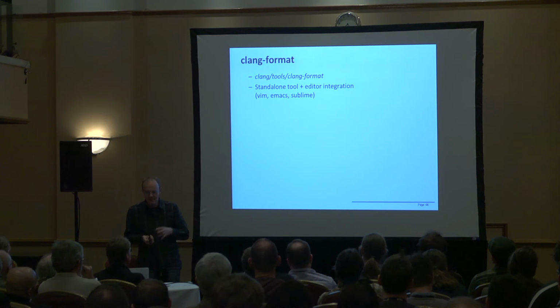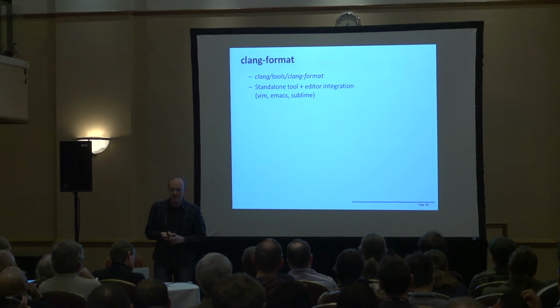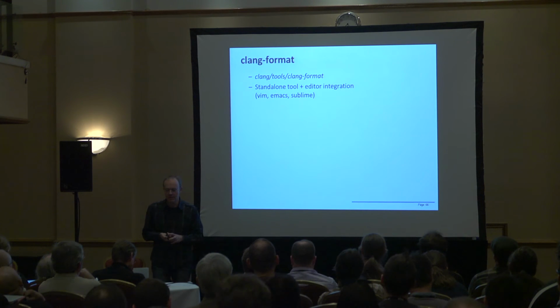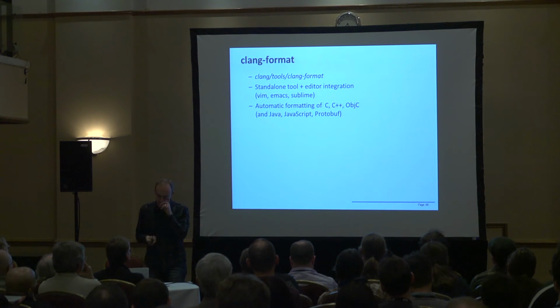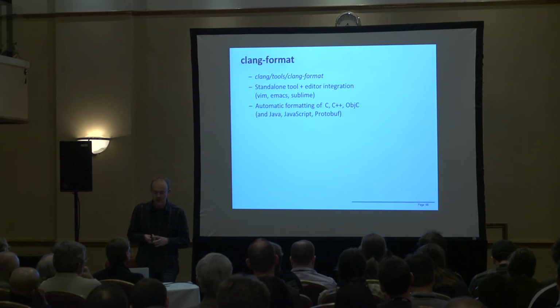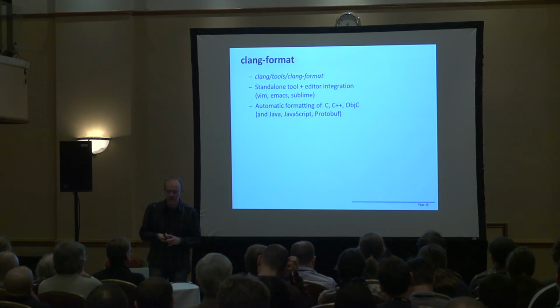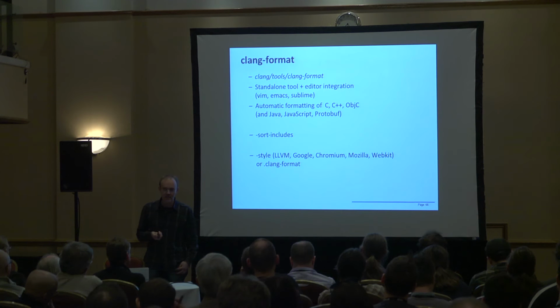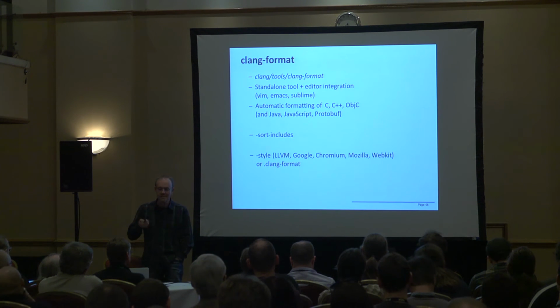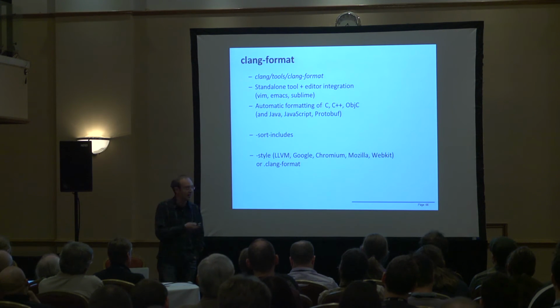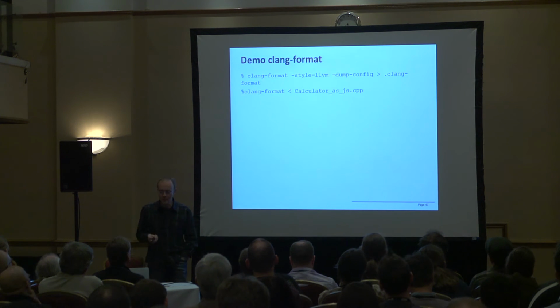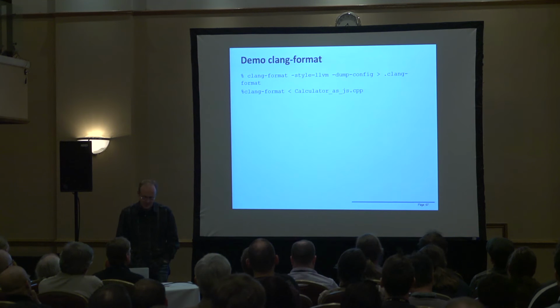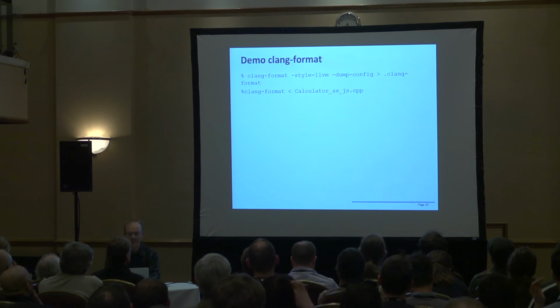Clang format is a very useful tool. It's a standalone command line tool. You can hook it up into your editor, and it has auto formatting for different kinds of languages. It was recently extended also to cover Java and JavaScript and Google protocol buffers. It can, for example, also sort includes and implement different coding style guides. Some are delivered out of the box, the LLVM coding guideline and some others. So you can just format your classes in a very comfortable way.